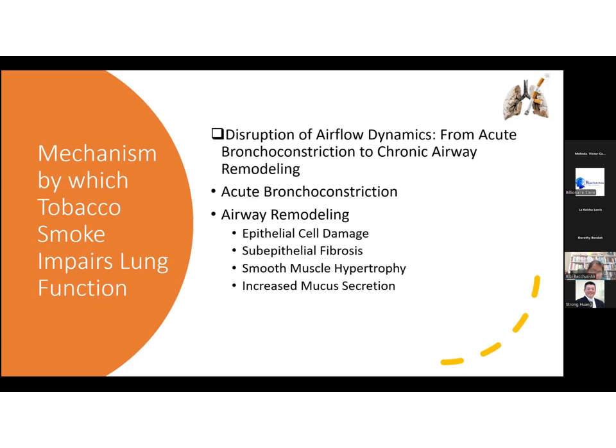For smooth muscle hypertrophy, prolonged exposure to tobacco smoke stimulates both hyperplasia and hypertrophy of the airway smooth muscle, and this increase in smooth muscle mass exacerbates airway constriction and also contributes to airflow limitation. And lastly, increased mucus secretion. Tobacco smoke stimulates hyperplasia of the goblet cells. The goblet cells are specialized epithelial cells which produce mucus. This leads to increased mucus secretion, further narrowing the airway and impairing mucociliary clearance, which is a natural process that the lungs use to remove mucus and debris.